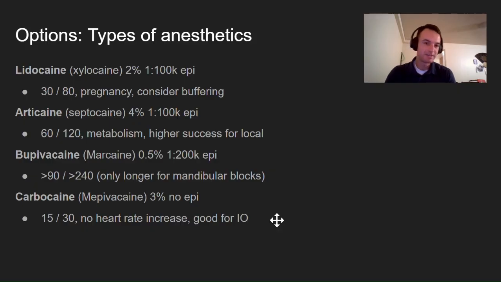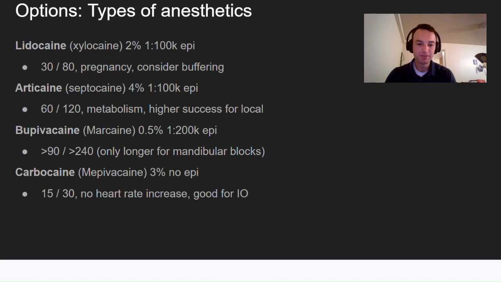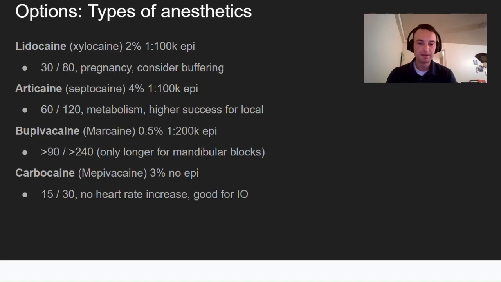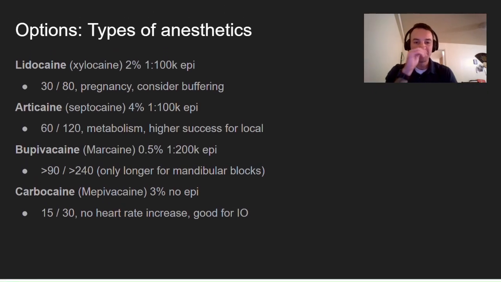There are different types of anesthetic. These are the main ones that you'll see in most clinics: lidocaine, articaine, bupivacaine, and carbocaine. Bonus to anyone who can recite all the colors for each of these. The numbers that you're seeing here are an average taken from Malamed's handbook on local anesthesia and Cohen's Pathways of the Pulp. It's about an average between those two of how long they last when used for local anesthesia, like local infiltration.